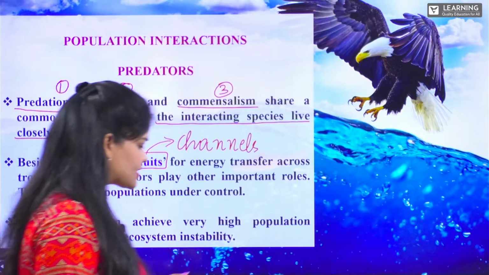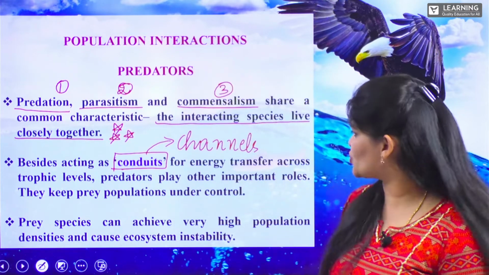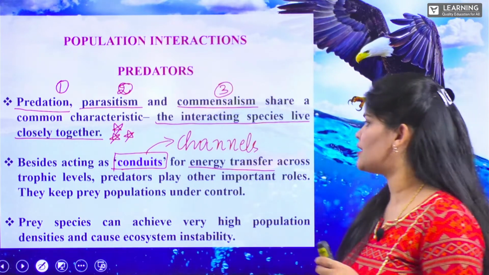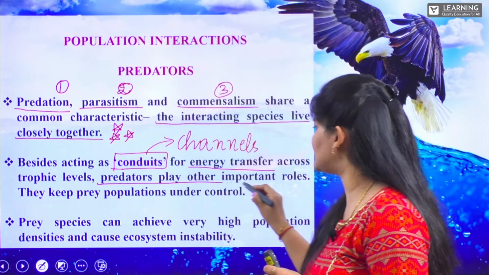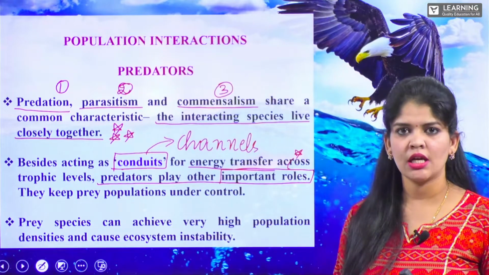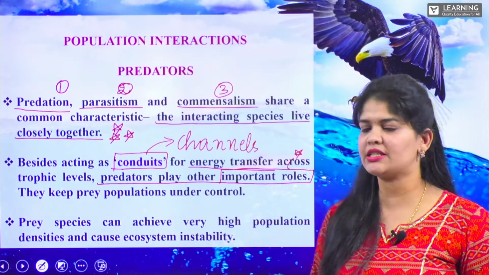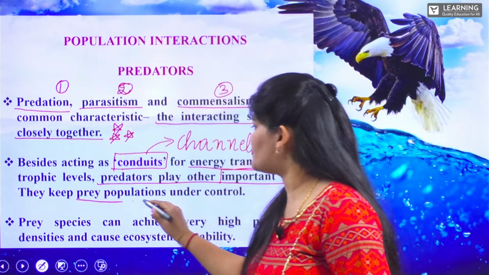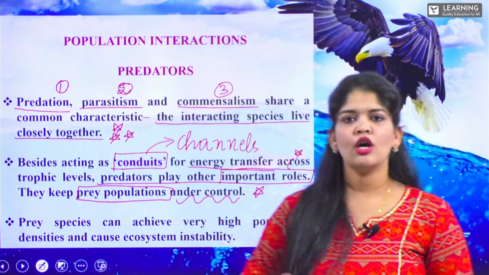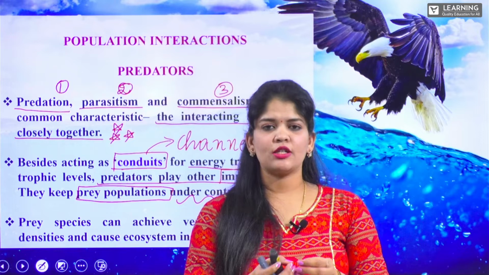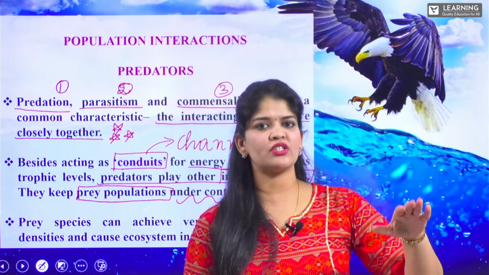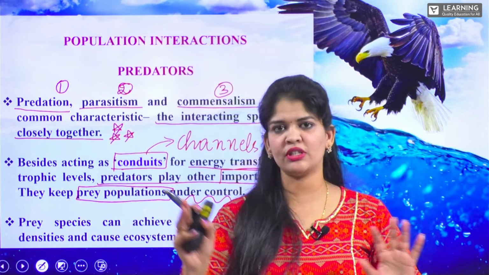Besides acting as conduits, pipelines or channels for energy transfer across different trophic levels, predators play other important roles also. Here they keep the prey population under control. This is very, very important to understand. For example, we know that a common example for predator and prey is tiger and deer. Suppose the number of tigers in that particular area is very, very less when compared to the number of deer.